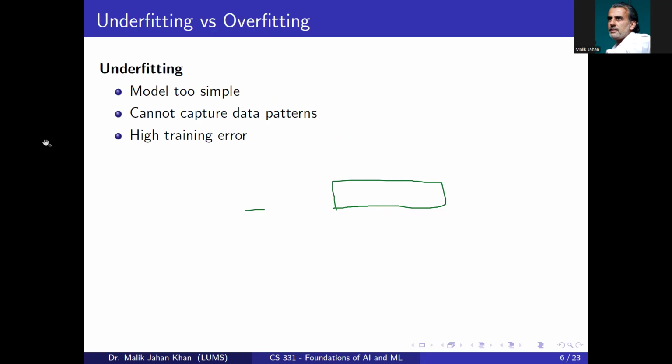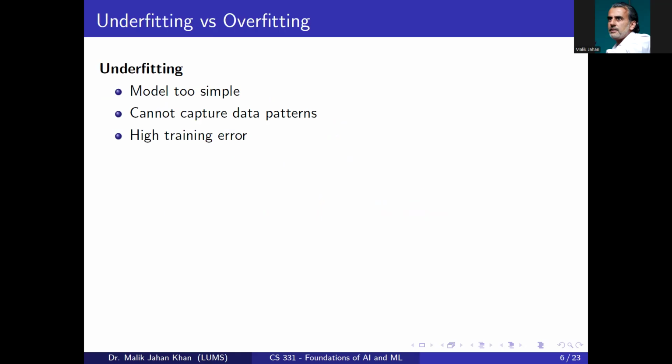And if it succeeds, we will start using the term generalization, that our model is doing well. Now, there are two critical concepts which we are going to discuss in the next part of the lecture. One is underfitting, the other one is overfitting.